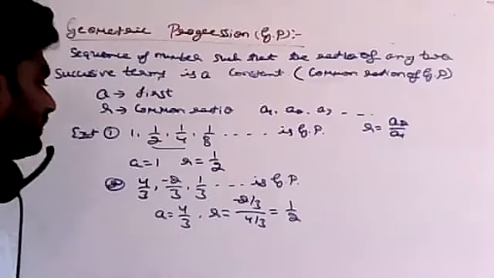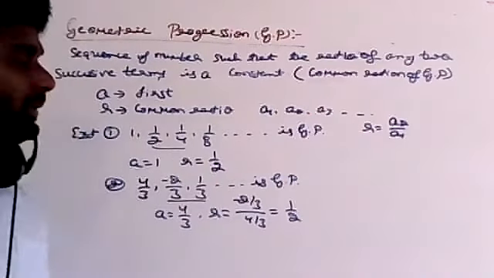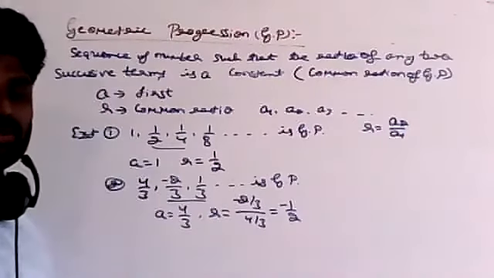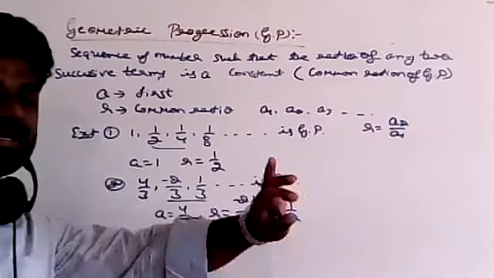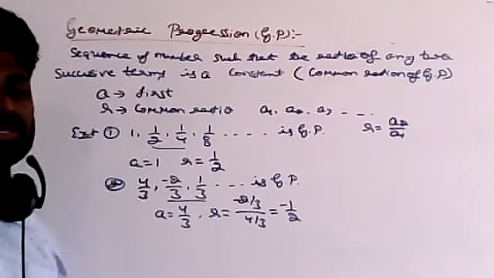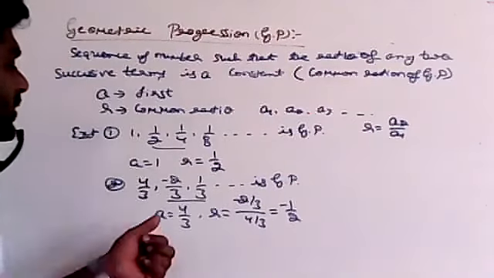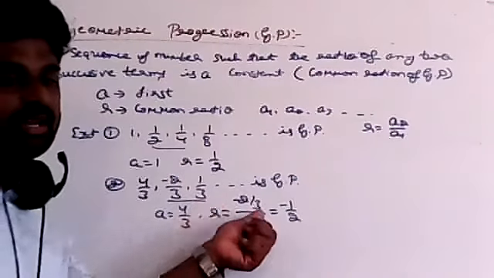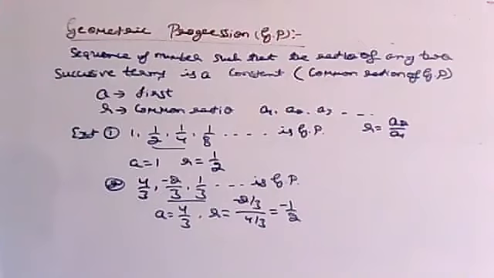You can check the remaining two terms also. It is minus 1 by 2, not minus 2. That's why I'm telling you: second term divided by the first term. Remember. Check the next two terms: 1 by 3 divided by minus 2 by 3, the 3 gets cancelled, minus 1 by 2 only. Clear? Okay.